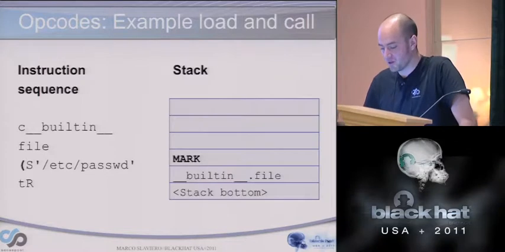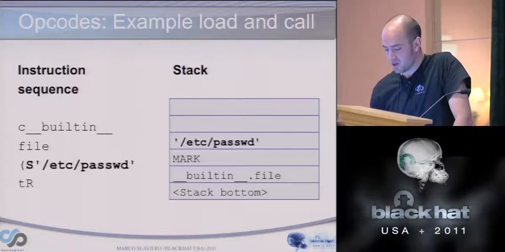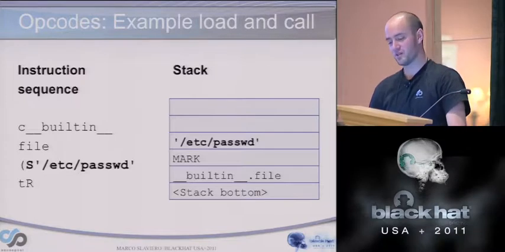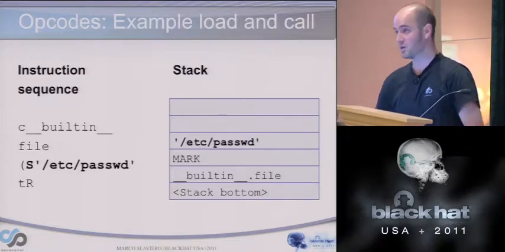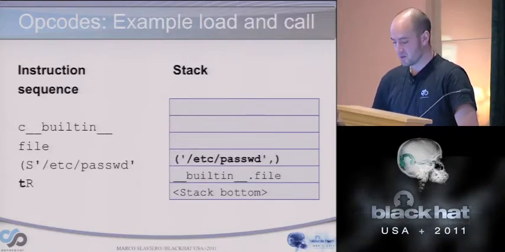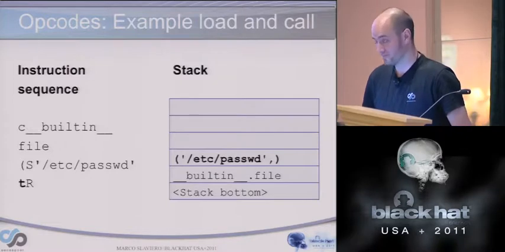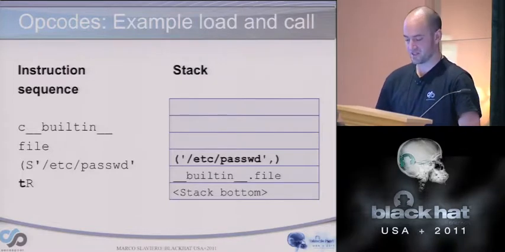So that was our first instruction. The second instruction loads a mark onto the stack. The third instruction loads a string onto the stack. And you'll see the fourth instruction is a T. If you remember what T does, it pops everything off to the mark and loads a tuple. So now we have a tuple sitting on the stack. Below that is a callable. And below that is the rest of the stack.